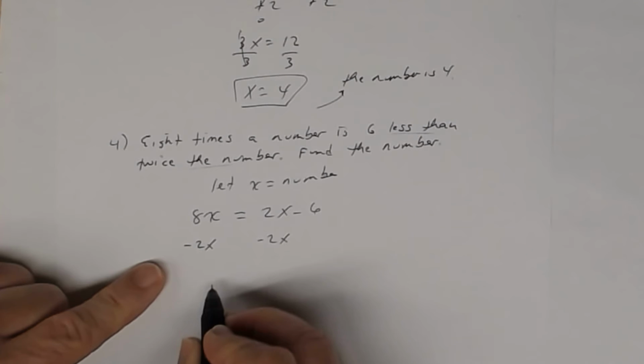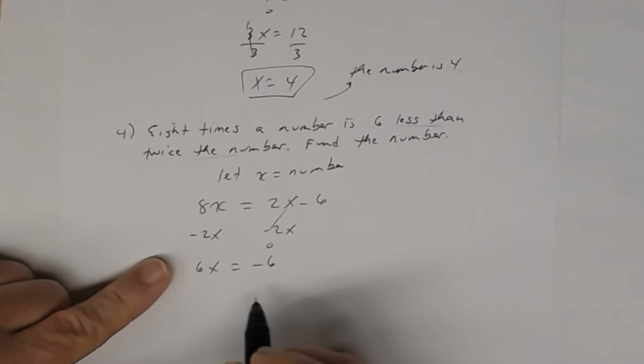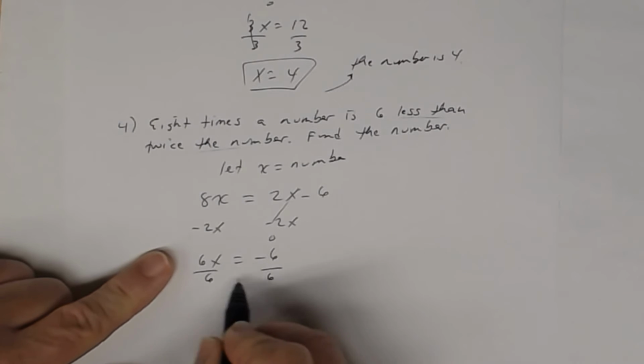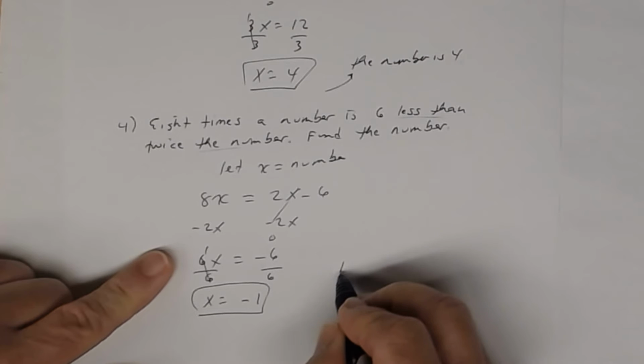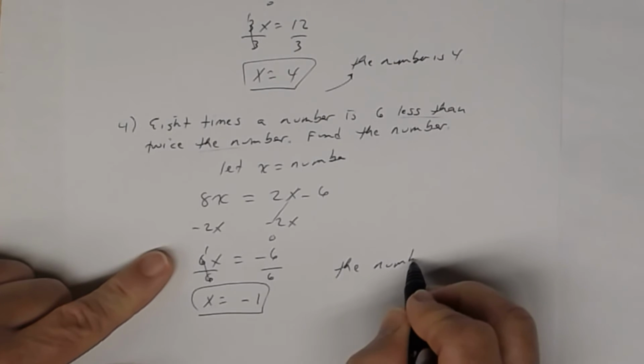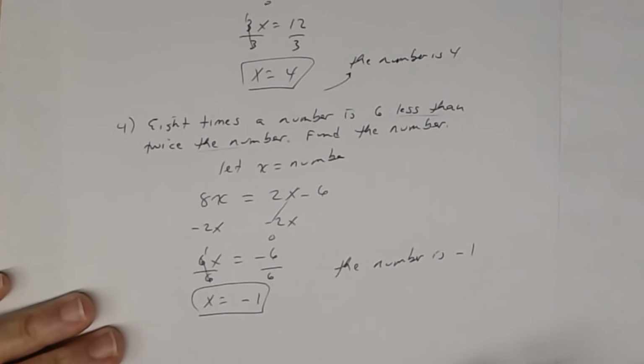So we get 8x minus 2x is 6x equal, this is 0, negative 6. And divide both sides by 6. And your number is negative 1. So you would say the number is negative 1. Okay? So that's number 4.